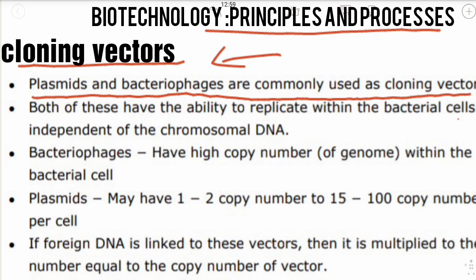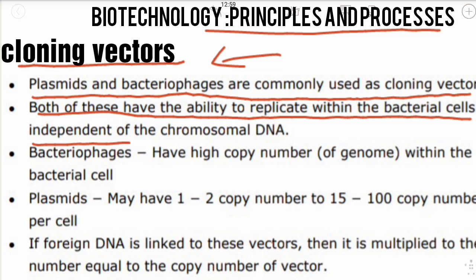The most commonly used cloning vectors are plasmid and bacteriophage because both of them have the ability to replicate, because they can produce more copy number within the bacterial cells. Both of these have the ability to replicate within the bacterial cell independent of the chromosomal DNA.